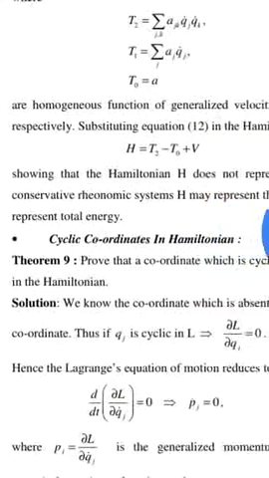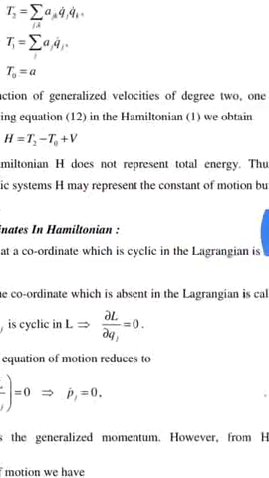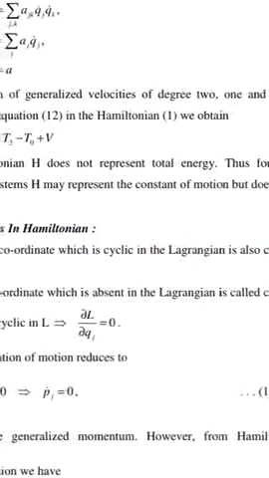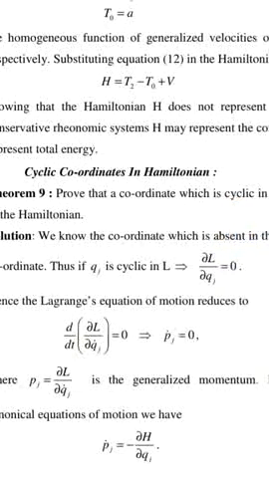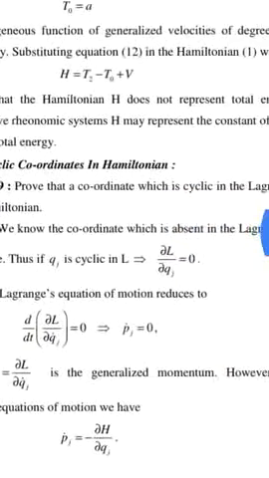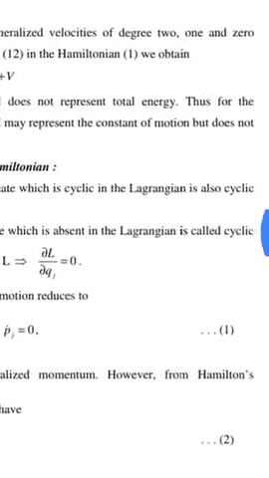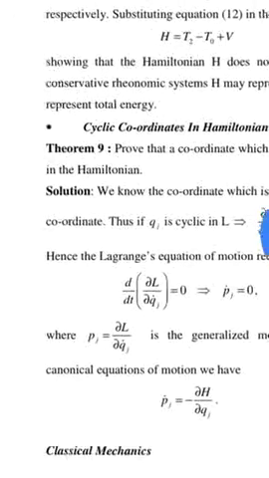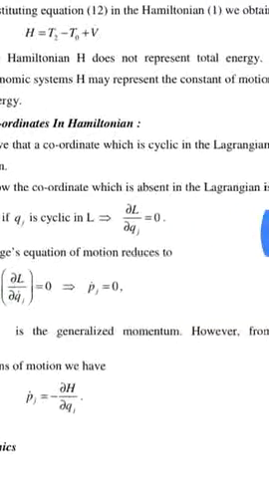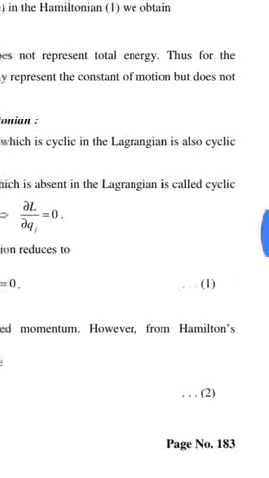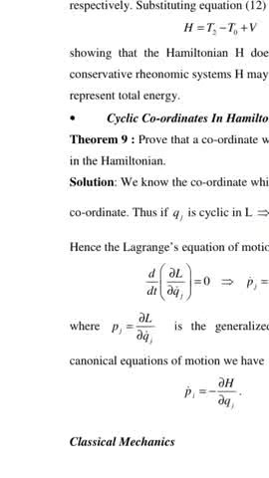T2, T1, T0 are homogeneous functions of generalized velocity of degree 2, 1 and 0 respectively. Substituting equation 12 in the Hamiltonian, we obtain H is equal to T2 minus T0 plus V, showing that the Hamiltonian H does not represent the total energy. Thus, for the conservative rheonomic system, H may represent the constant of motion but does not represent total energy.